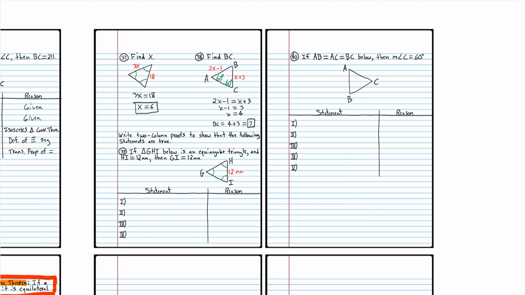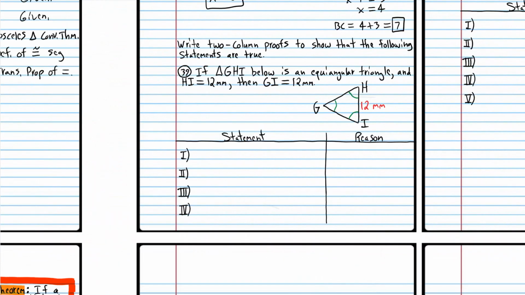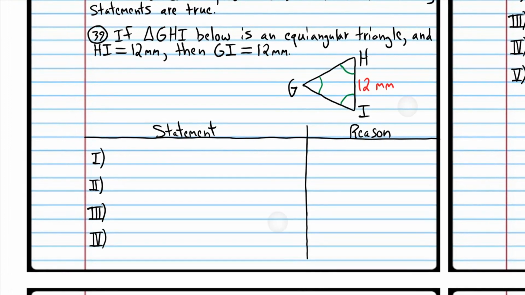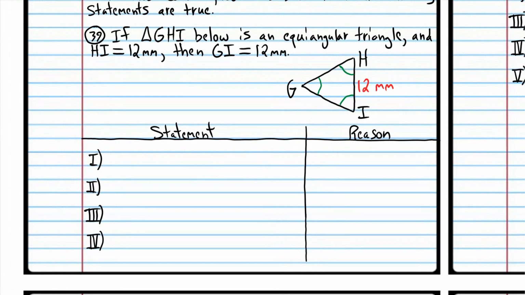Now we're going to do some proofs. We'll do the first proof together. If triangle GHI below is an equiangular triangle and HI is 12 millimeters, then GI is 12 millimeters. So triangle GHI is equiangular. That's given information.